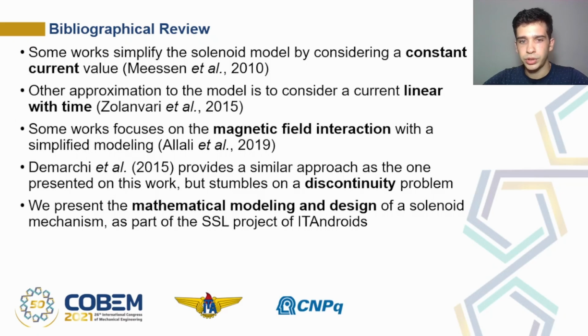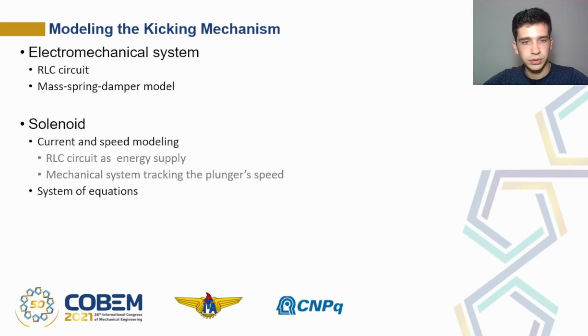Finally, De Marchi et al. provides a similar approach as we do, with a computational result considering a variational current, but it stumbles on the discontinuity that they do not explore. Our model studied the solenoid as two subsystems, a resistance capacitor inductance circuit and a mass spring damper mechanical system.